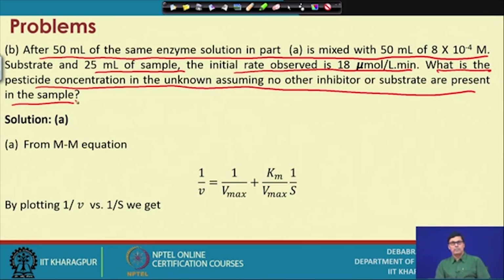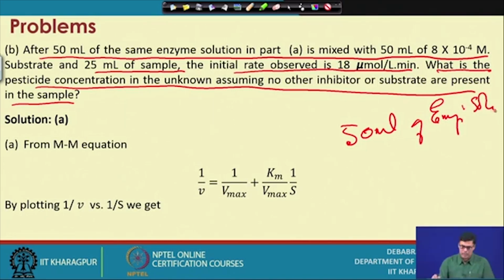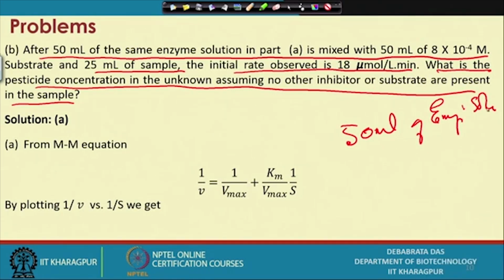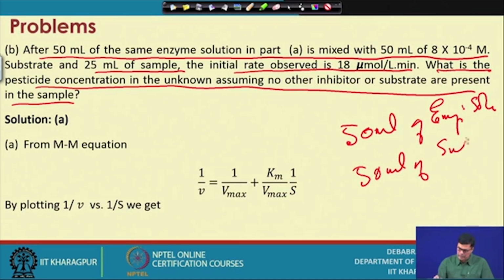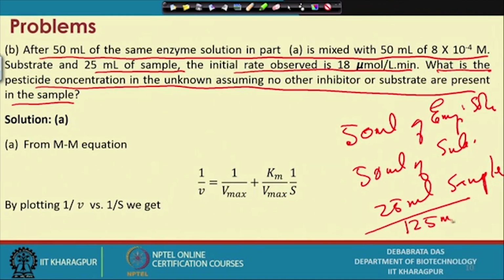Now, what does it mean? Let us try to understand. It says that 50 milliliter of the enzyme solution, am I right? The same enzyme solution is mixed with 50 milliliter of substrate, am I right? And 25 milliliter of sample. Sample means pesticide sample. So, what is the total volume? It is 125 milliliter, am I right?